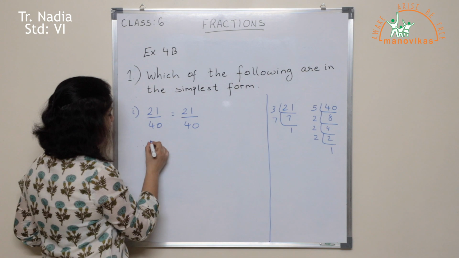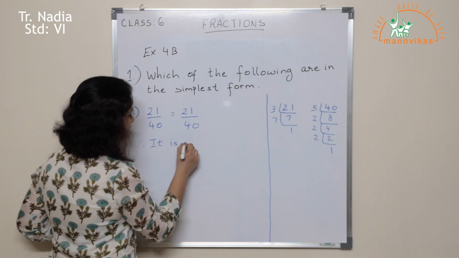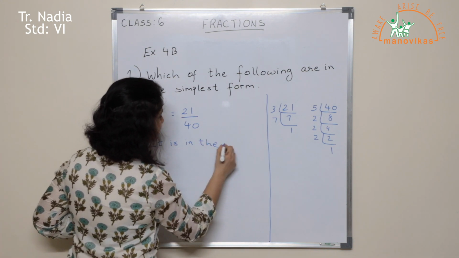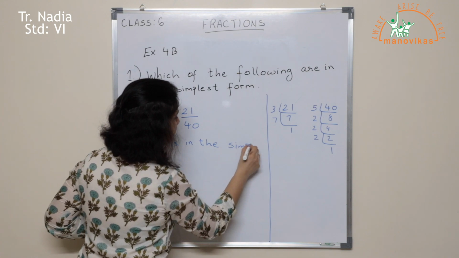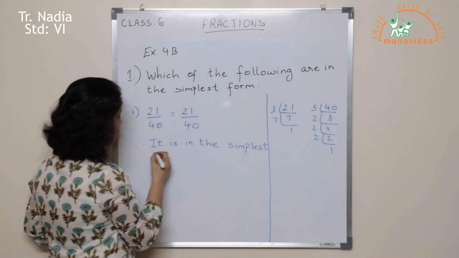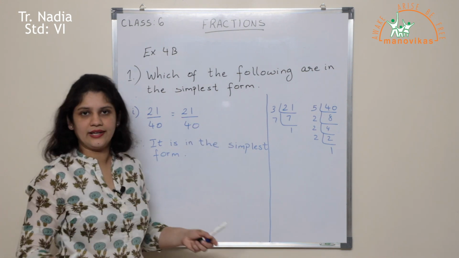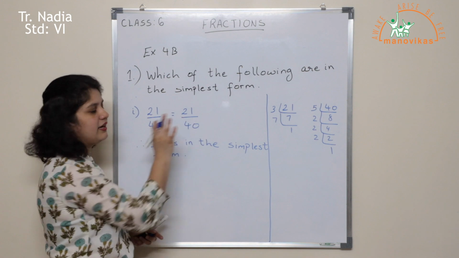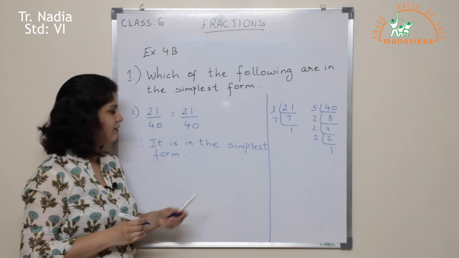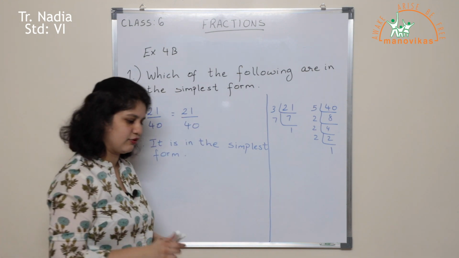So, I will say therefore, it is in the simplest form because it could not be reduced any further. After factorizing, I did not get anything common and the answer remained as it is. So the fraction was already in the simplest form.